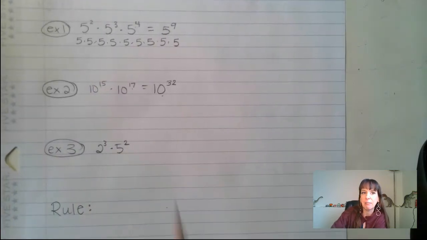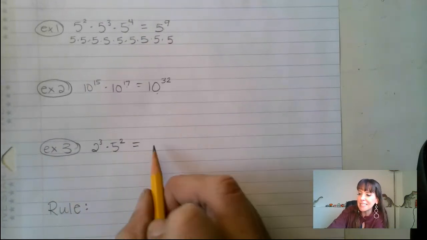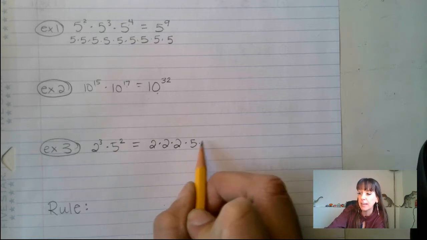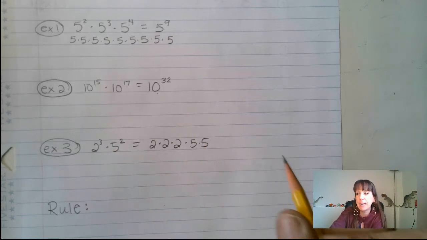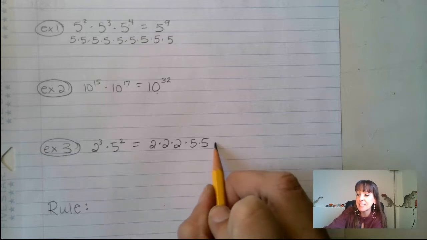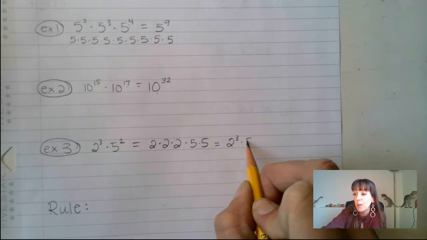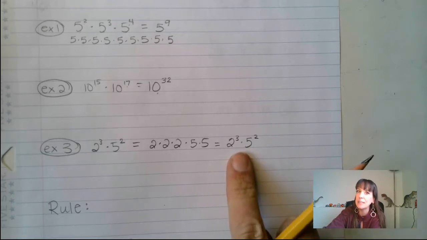Let's take a look at this one right here. These have different bases. We have three 2s and two 5s. You know what? That means we can't combine them. To simplify this in exponential form, you wouldn't do anything. You wouldn't be able to. You would just leave it the way it is.